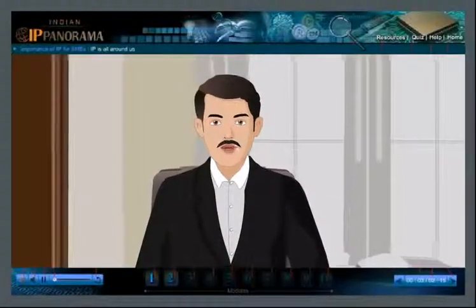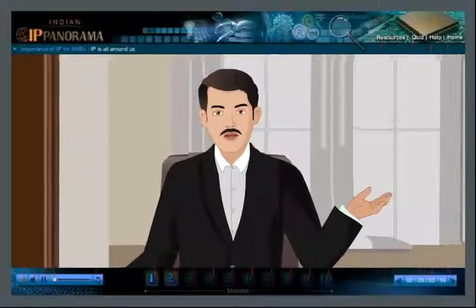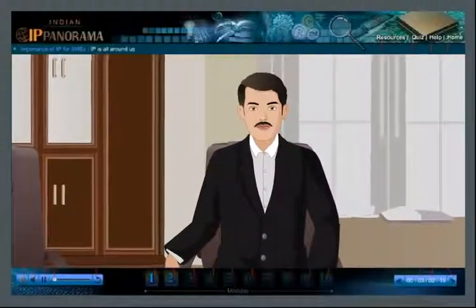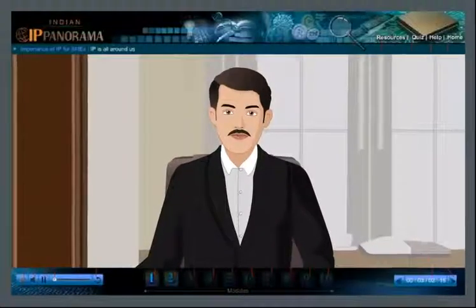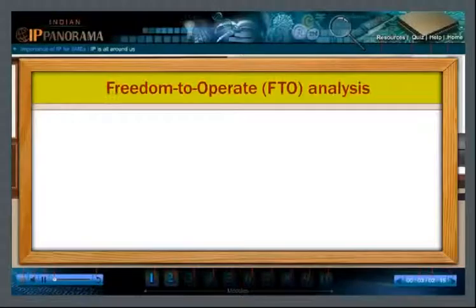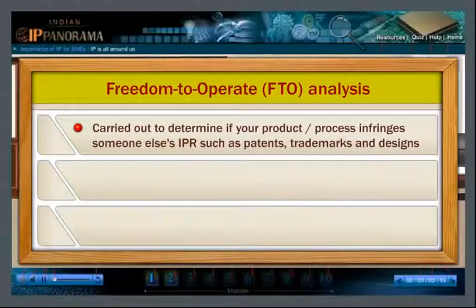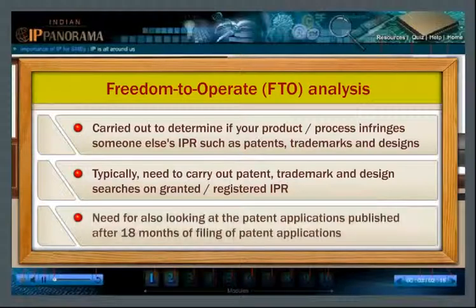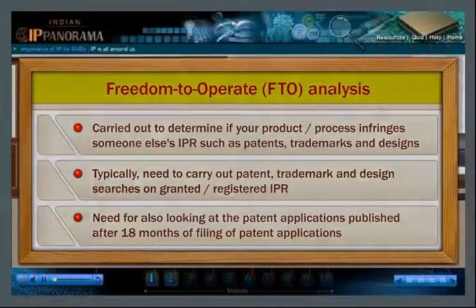Well, freedom to operate is conducted to determine whether marketing a product or a process can be done without infringing intellectual property rights of others in the territory being considered for market. FTO analysis is required anywhere before introducing any product in a market. It is carried out to determine if your product or process infringes someone else's IPR, such as patents, trademarks, and designs. Typically, you need to carry out patent, trademark, and design searches on granted or registered IPR. You also need to look at the patent applications published after 18 months of filing of patent applications.